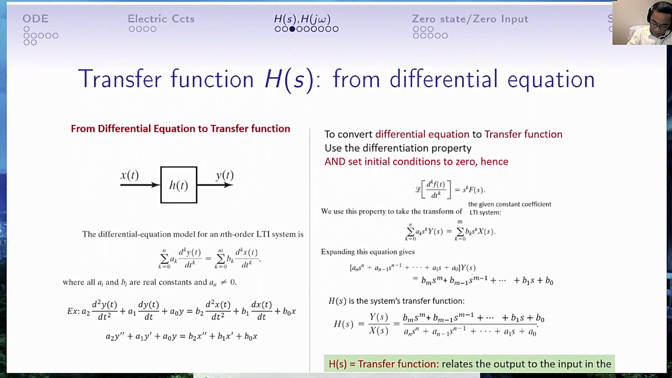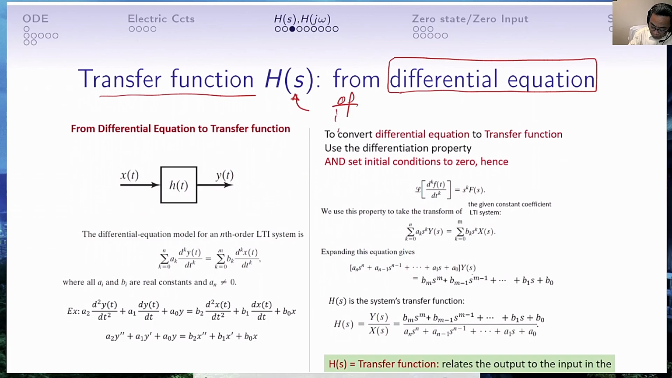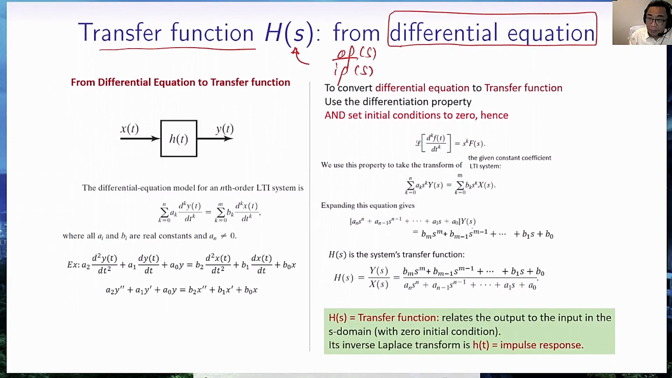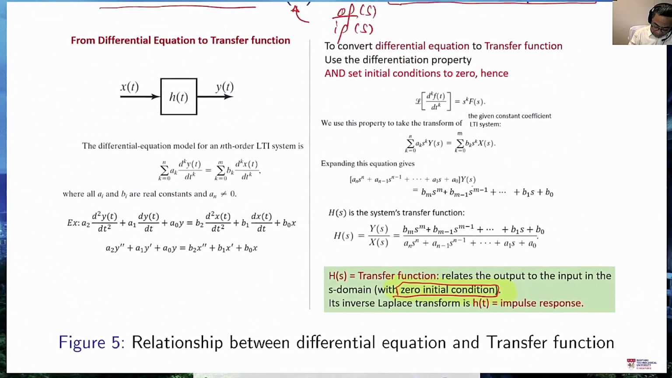What is a transfer function? Well, if we are given a differential equation, a transfer function is the description of the output over the input in the S domain. We start from a differential equation, and then we end up with an S domain representation of this differential equation with something very important, with zero initial condition. So you must remember a transfer function describes a differential equation with zero initial condition. Alright, let's start.